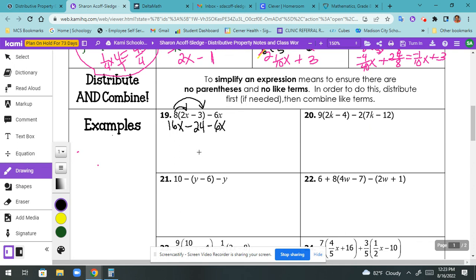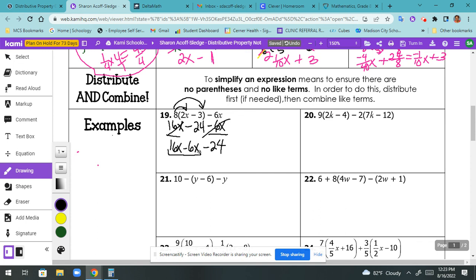Now we're going to combine like terms. What are our like terms in this? Somebody said negative 6x. Okay, so let's rewrite it and put the like terms together. I like to do that sometimes so I can see what I'm doing. If I have a long problem, I will rewrite it.